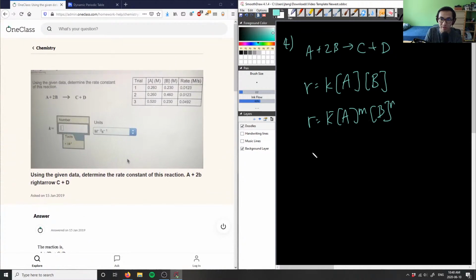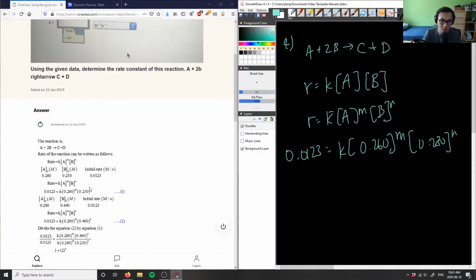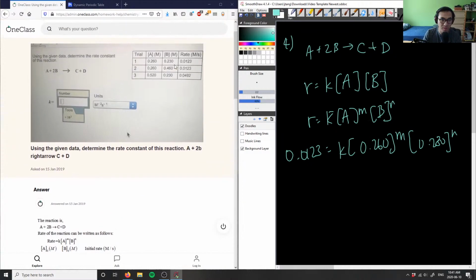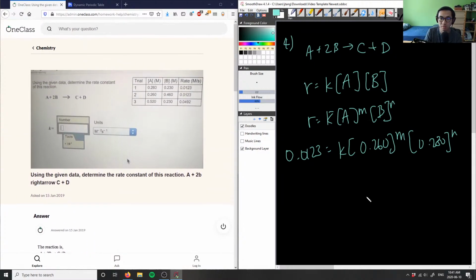So trial 1 says that the rate here is 0.0123, which is going to equal K times A here, which is 0.260 to the power of M multiplied by 0.230 to the power of N here, which is kind of our first equation. And then they used the second equation and plugged in the exact same thing. So I would get 0.0123 equals K times 0.260 to the power of M, and I have 0.460 as the power of N here.